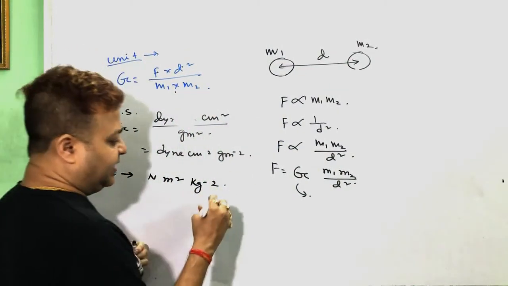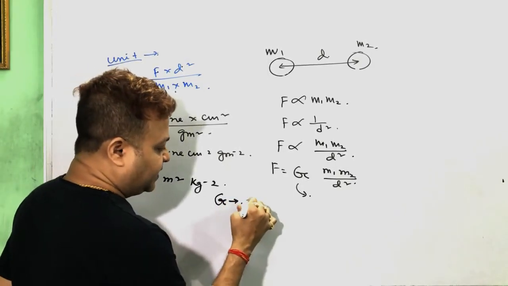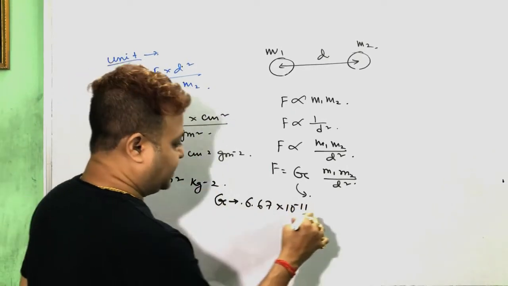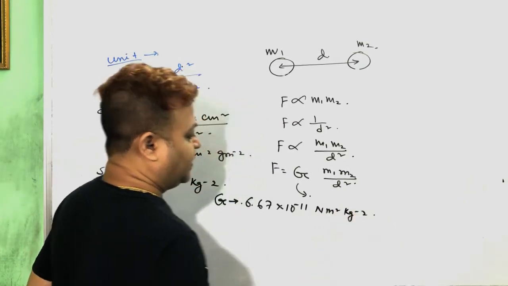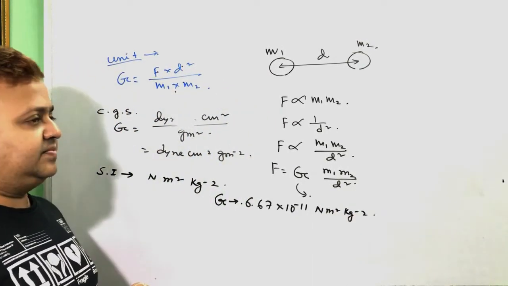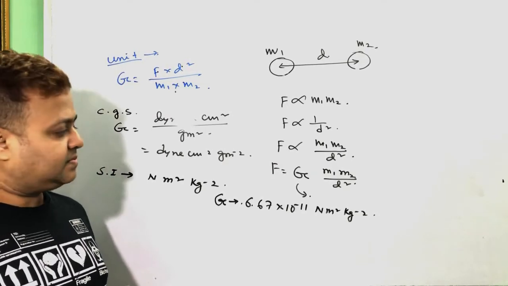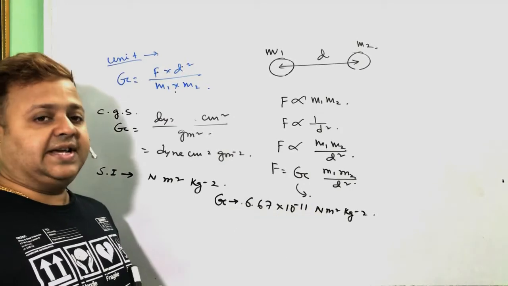And the value of G in the SI system is 6.67 into 10 to the power minus 11, and the unit is Newton meter square kg to the power minus 2.